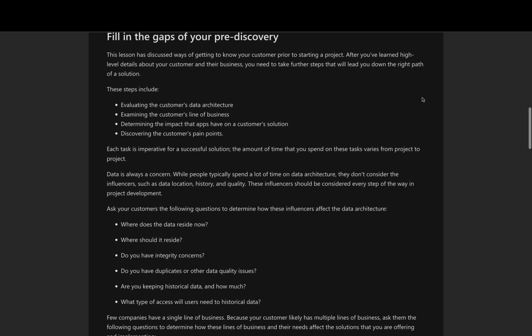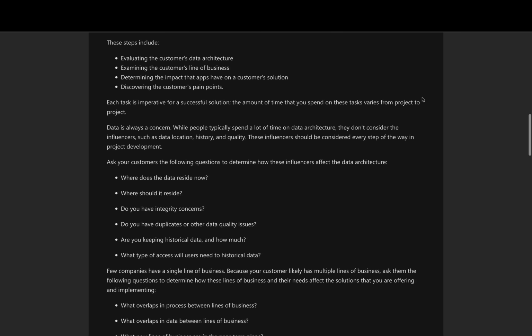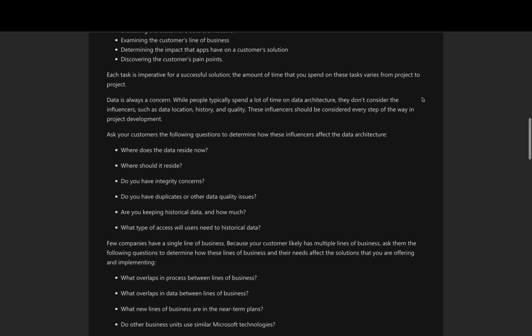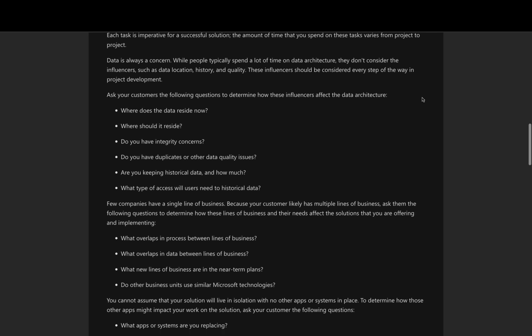The amount of time that you spend on these tasks varies from project to project. Data is always a concern. While people typically spend a lot of time on data architecture, they don't consider the influences such as data location, history, and quality. These influences should be considered every step of the way in project development. Ask your customer the following questions to determine how these influences affect the data architecture.